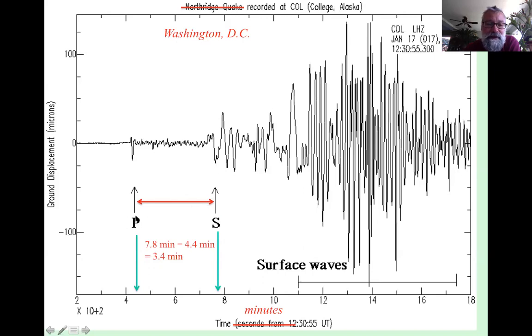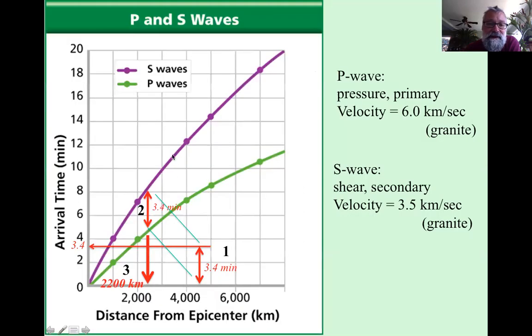We'll assume that the P wave arrived right here at 4.4 minutes, and the S wave arrived here at about 7.8 minutes. I read that directly off of here. And so the time interval between them is 3.4 minutes, and that's the difference in the arrival times between the P and the S waves. That's what we're going to be using to determine how far away the earthquake was from us. Now, if I use this, you'll see I can measure 3.4, which is the difference in the arrival times between the P and the S waves, find that on my graph, and it represents that distance right there.